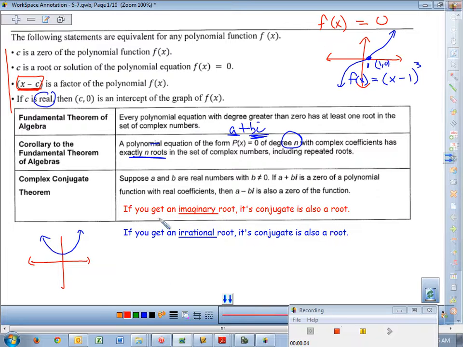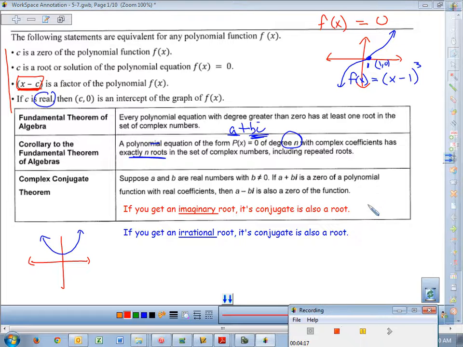And then here's something I'd like you to jot down right here. It says the complex conjugate theorem. This is what it really says in math language. Here's what it says in English: if you get an imaginary root, its conjugate is also a root. I'll say that again. If you get an imaginary root, its conjugate is also a root.